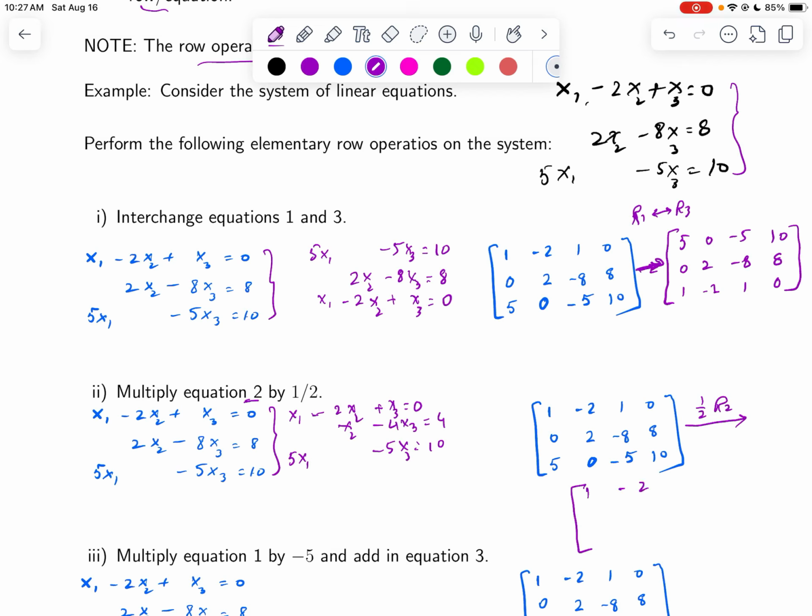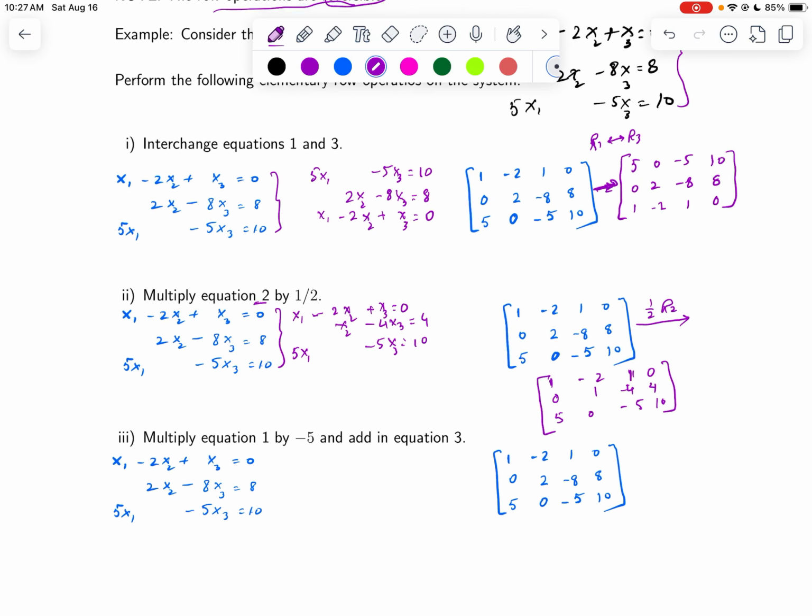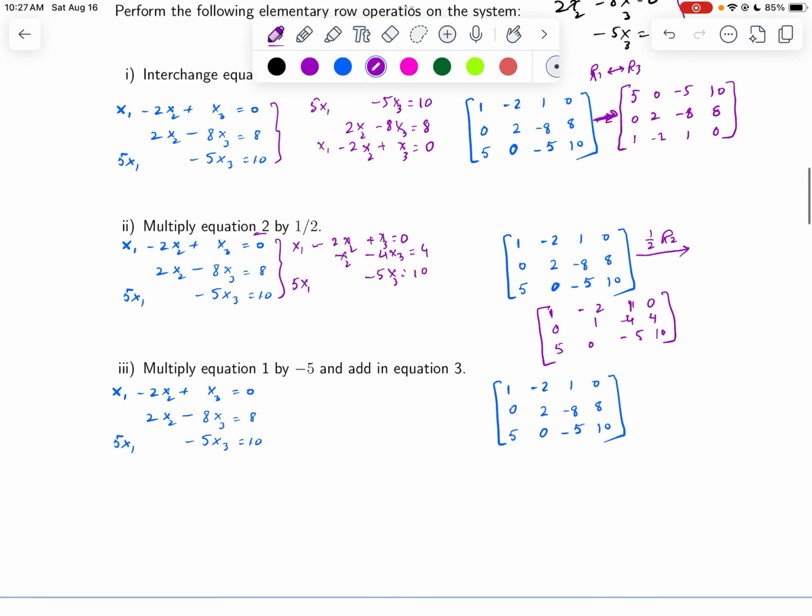Again, the first and the last row remain as they are. And the second row becomes 0, 1, -4, and 4. Then multiply equation 1 by -5 and add in equation 3. So we are going to multiply equation 1 by -5 and we'll add in equation 3.